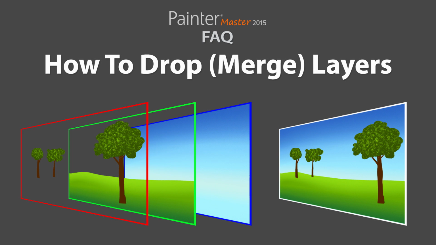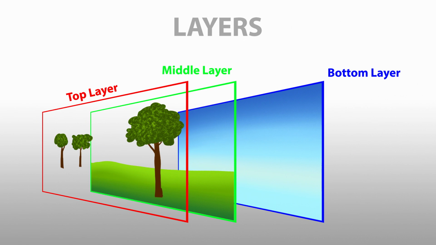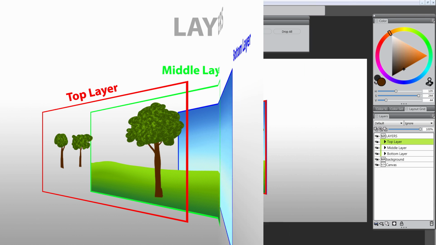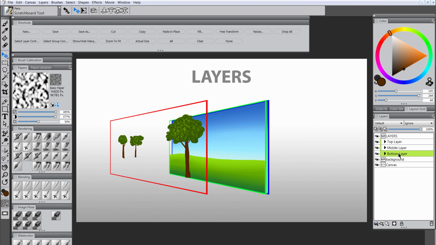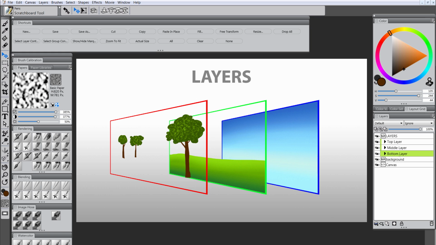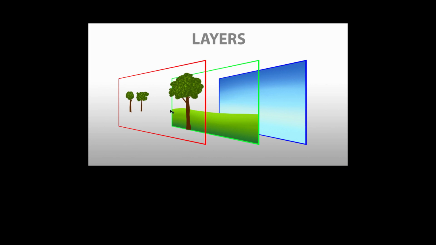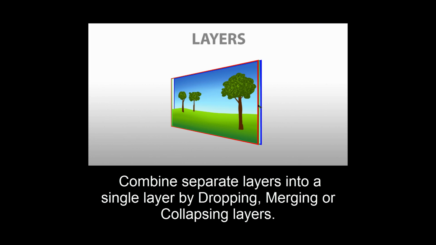I'm instructor Aaron Rutten, and in this video, I'll answer the commonly asked question, how to drop or merge layers. Using layers can be a huge time and stress saver because it allows an artist to keep elements of the composition separate and more easily editable. There are times when multiple layers need to be merged together to create one single layer. This is known as dropping a layer in Corel Painter, but in many other software programs, it's called merging layers.